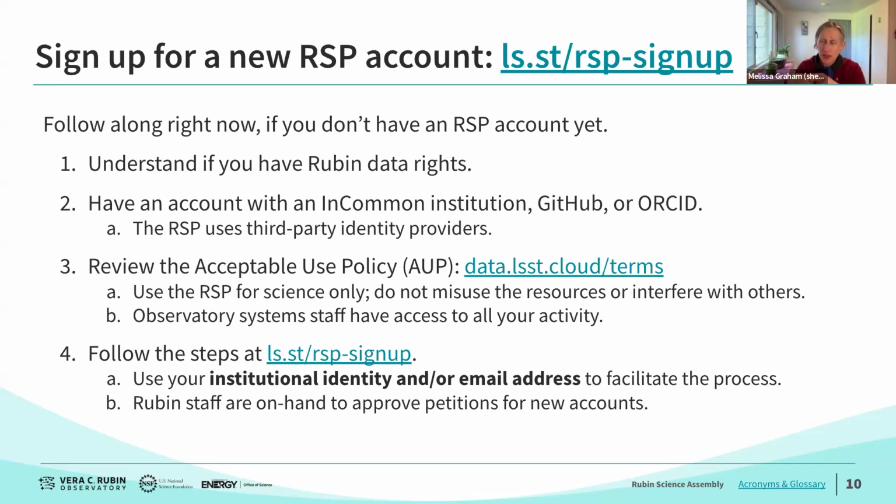As part of the onboarding procedure, you'll be asked to review the acceptable use policy. Basically, you're using the RSP for science only. Don't misuse the resources. Don't interfere with others. We will find out, and you'll be removed from the system. Observatory system staff have access to all of your activity for that reason. We do need to know if you're trying to mine Bitcoin, for example, so that we can stop you from doing that. And then from there, you're just following the steps at that link. Use your institutional identity and email address. That helps us facilitate the process, and by that, it means it helps us verify that you have data rights.